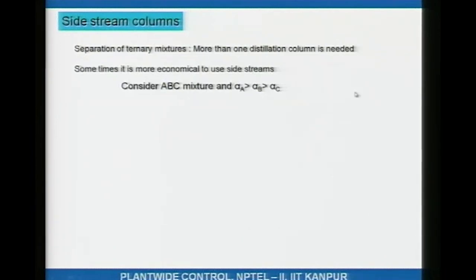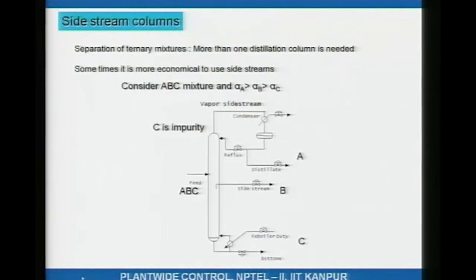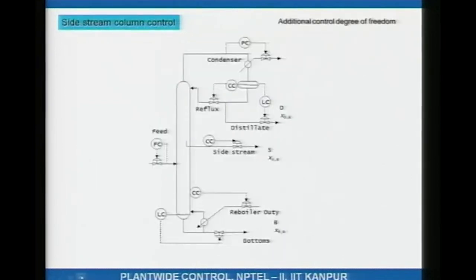Now, if you consider an AB mixture, and let us say you got a small amount of A, well, then you take a liquid side draw, that was also explained. Okay. Alternatively, if you consider again an ABC mixture where C is the impurity, then you get a vapor side stream from the stripping section. This was also explained. All right. Now we get to controlling these things.